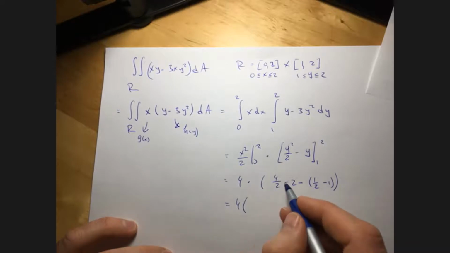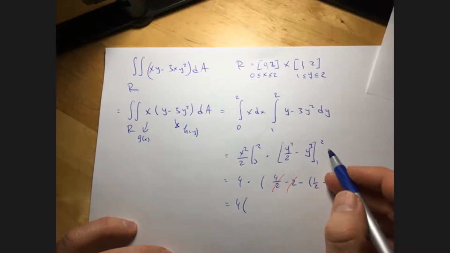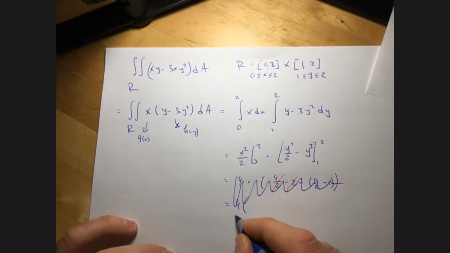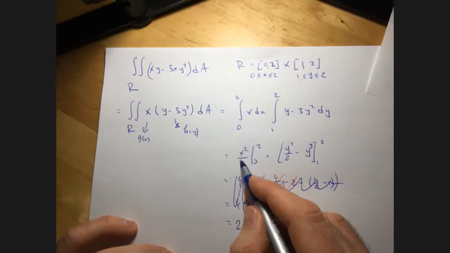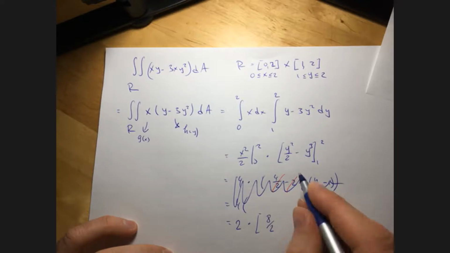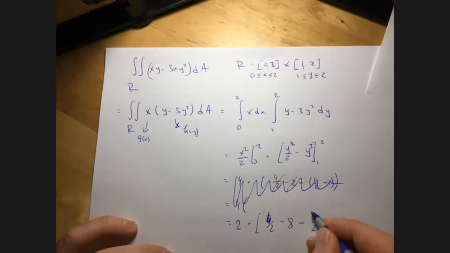So this is 4 times... Isn't it y cubed on the right? Sorry. Thank you. So this is 4 over 2 is 2, even that mistake, right? 4 over 2 is 2 times, 4 over 2 again, sorry, this is squared, minus 8 minus 1/2 minus 1. There was no difference here, okay?